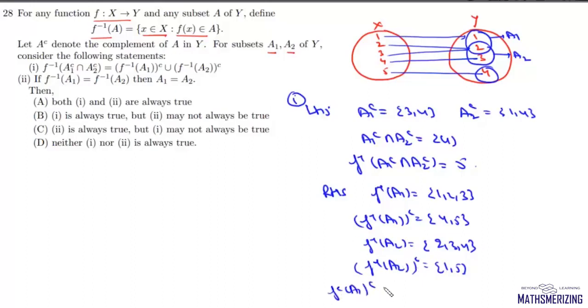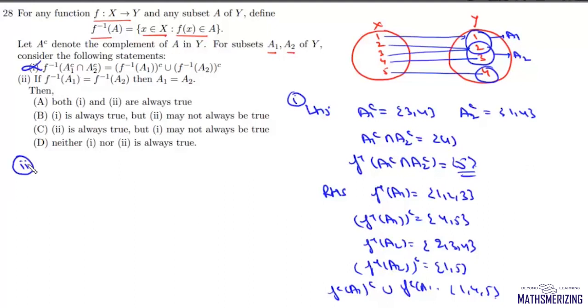F inverse A1 complement union F inverse A2 complement. We'll get this as 1, 4 and 5, which is not equal to the set on the left hand side. So this first condition is not necessarily true always. I think it will be true when A1 is equal to A2.